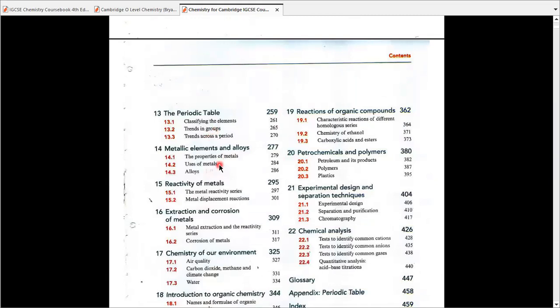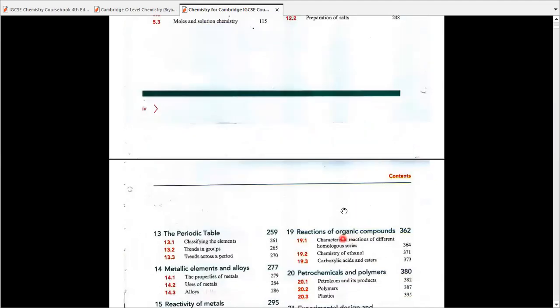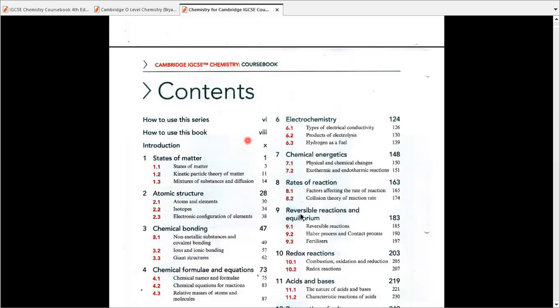I'd also throw in some parts from chapter 14, which are properties of metals, maybe some uses of metals, and your chapter 22, chapter 21, experimental techniques and experimental design and separation techniques, some parts from 21.2, 21.3, and definitely the complete 21.3. So this is what we are going to cover from your book.